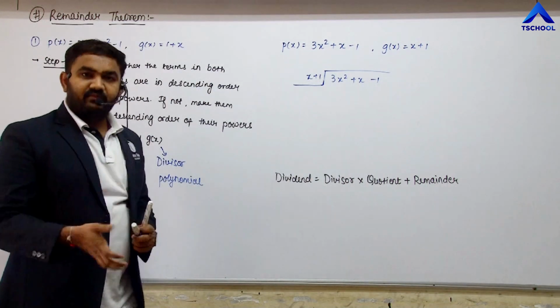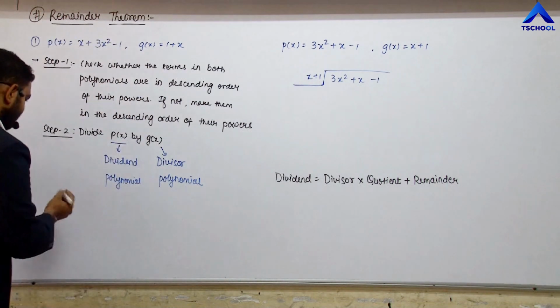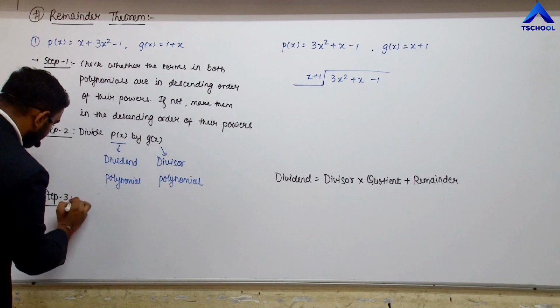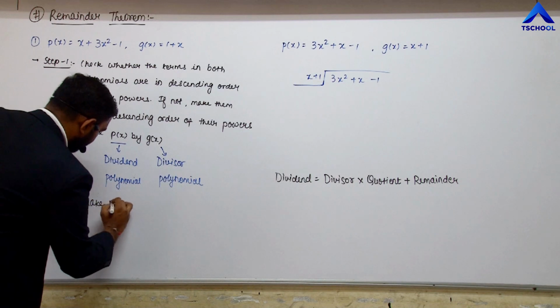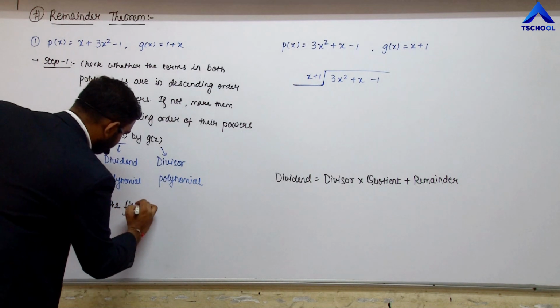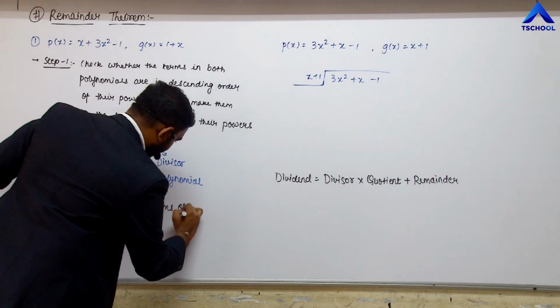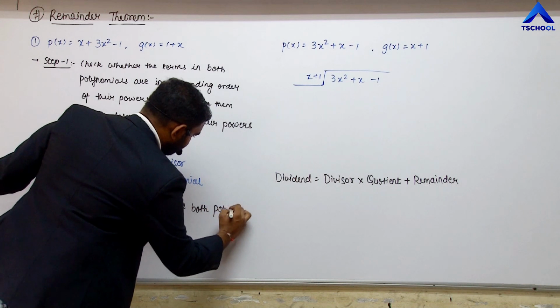Now we shall perform. So the third step here would be step number 3: check or make the first terms of both polynomials.